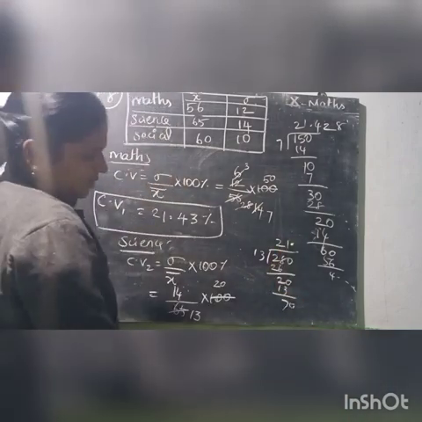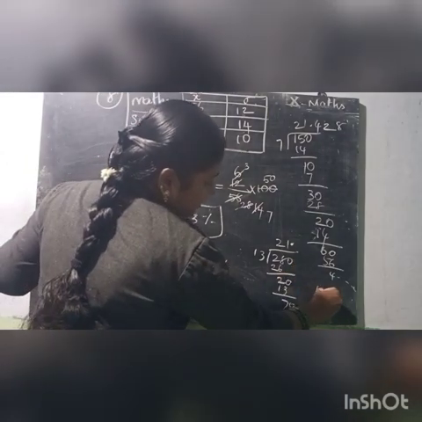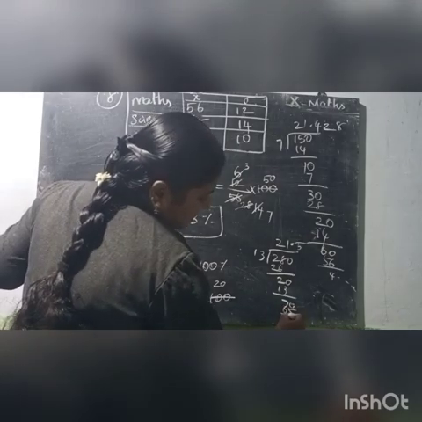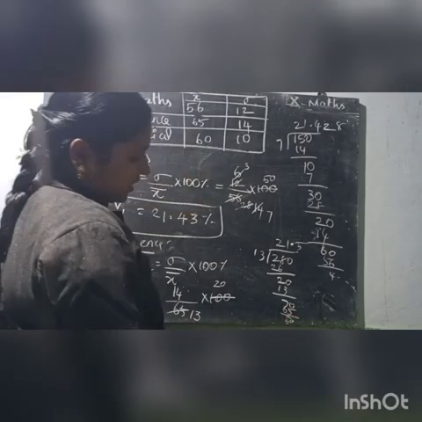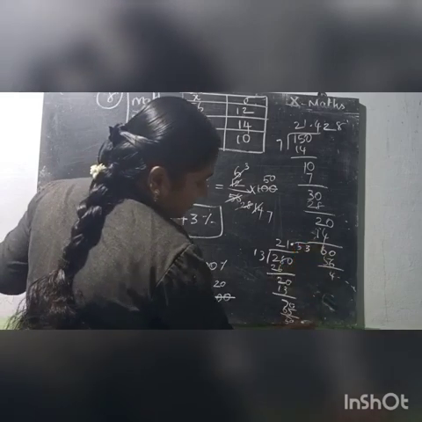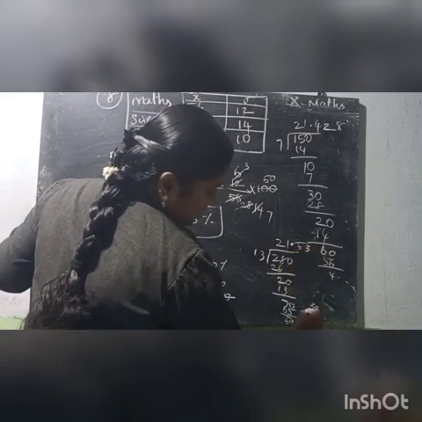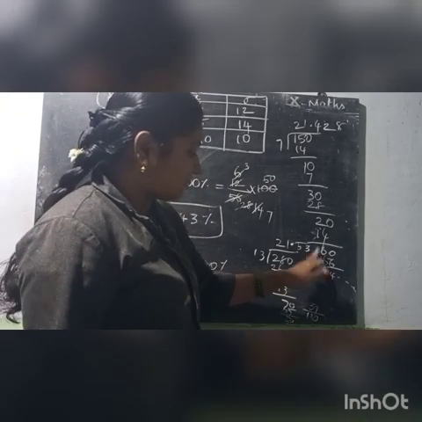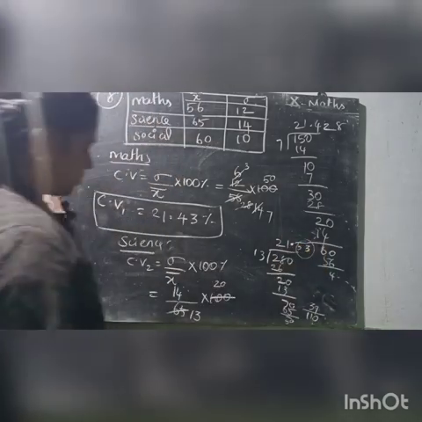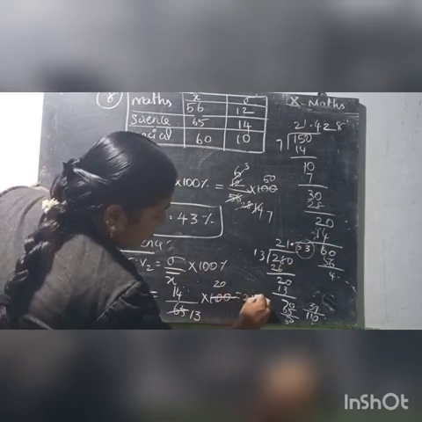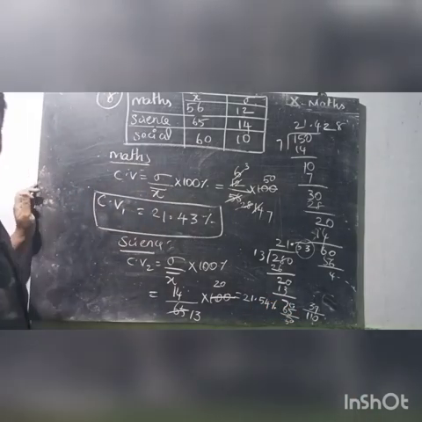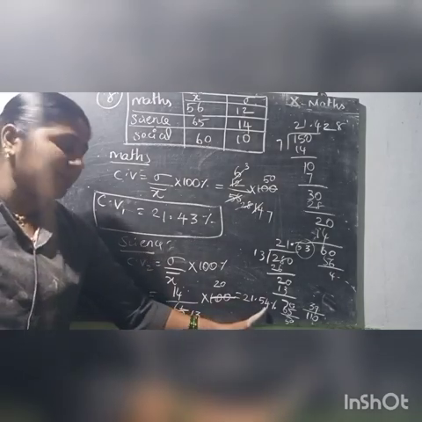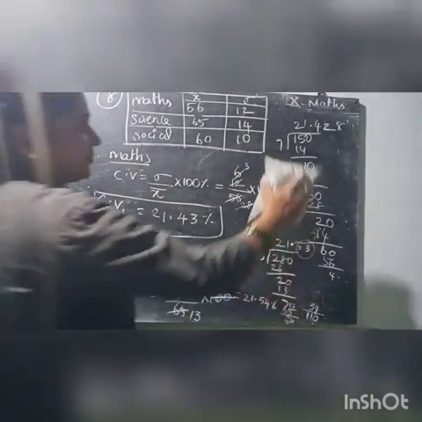In 70, 5 times 65, balance 5. So in 50, 3 times 39. So 50 minus 39 is 11. So in 110, it will cross more than 5, so we can round off to 54. So the value is 21.54 percentage. So the variation of science is 21.54 percentage.